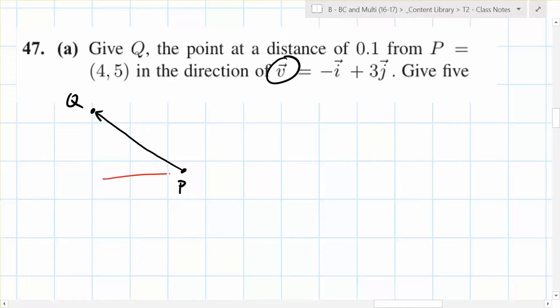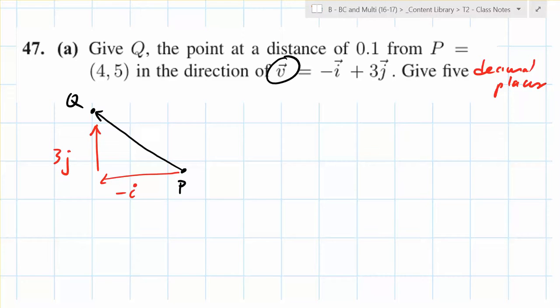And what is that vector? That vector goes negative i, and this is not to scale, plus 3j. You got that? It says, give 5 decimal places. Okay, so it says give Q, the point at a distance of 0.1 in that direction.